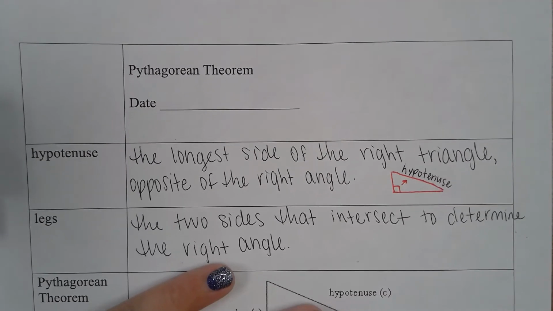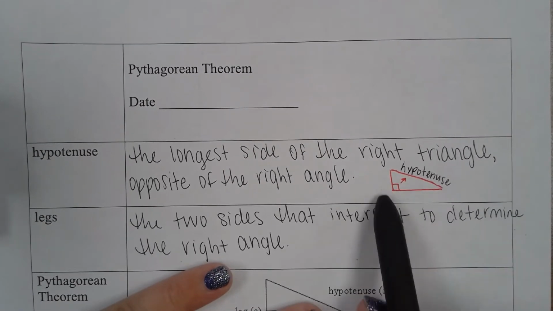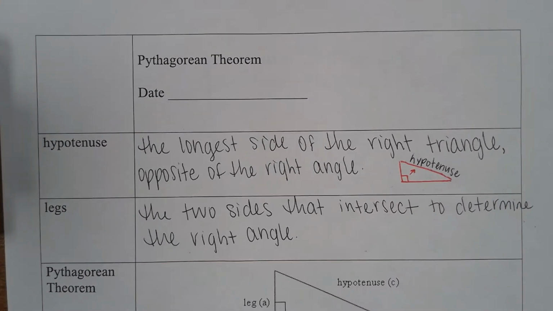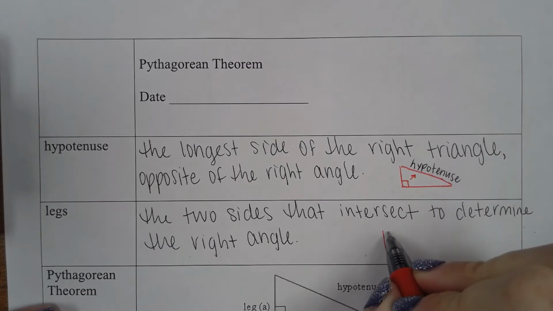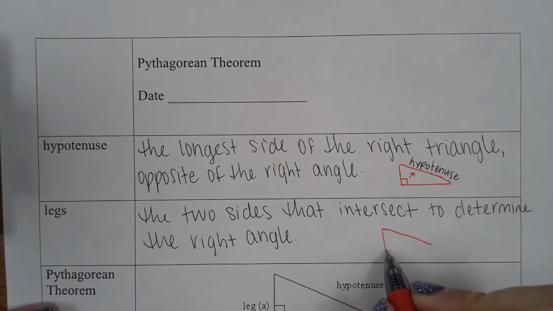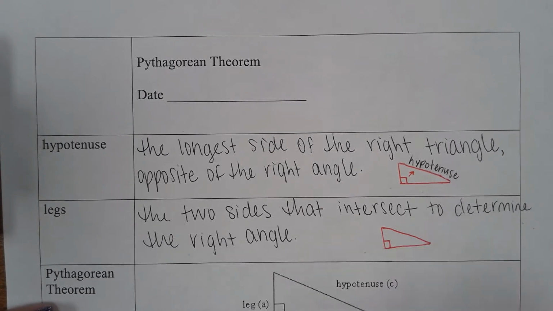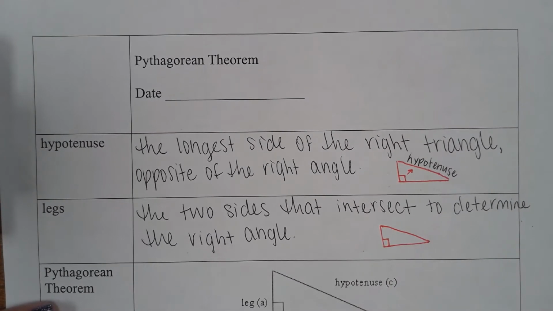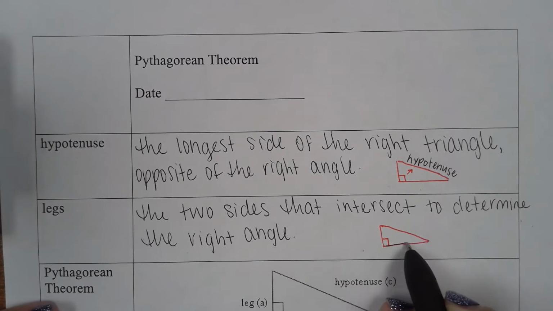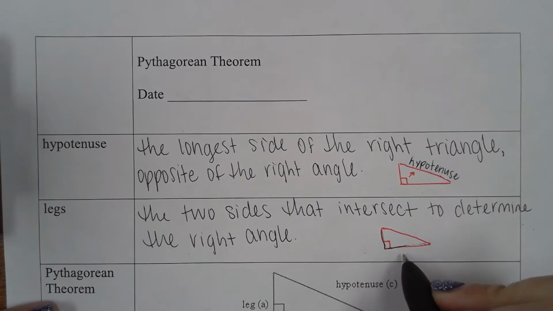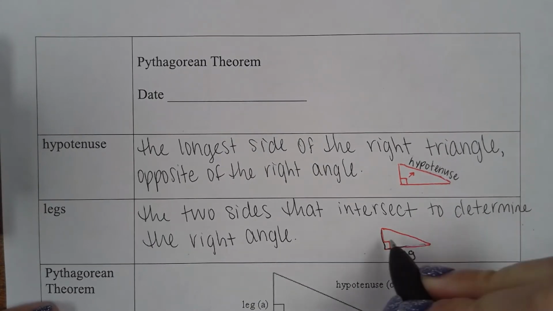Okay? Which means the other sides of the right triangle will lead us to our second definition, and we call these the legs. The legs are the two sides that intersect to determine the right angle. So here's my right angle, and the two lines that intersect at that right angle are what we call the legs.